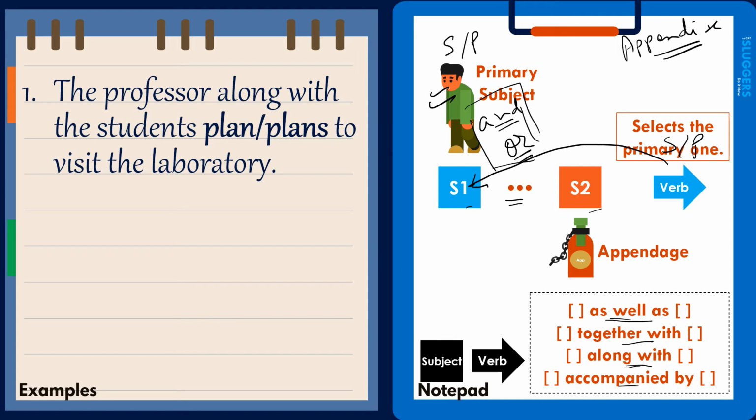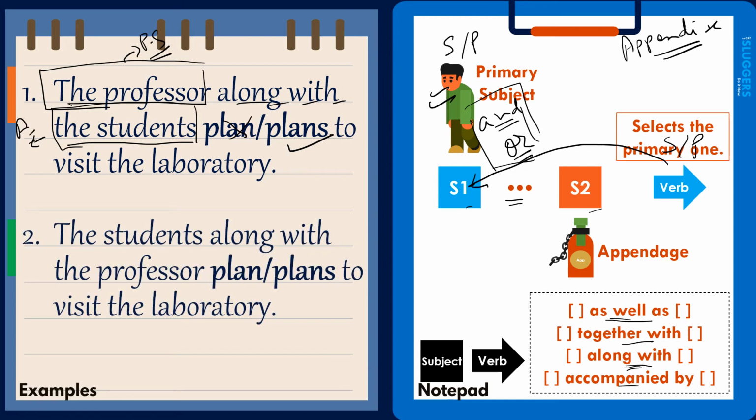The first sentence says, the professor along with the students plans to visit the laboratory, right? Now in this case, the primary subject is the professor, and then you have the "along with" expression, and then the next subject, which is the students. So the professor becomes your primary subject and the students become the appendage, and hence the verb has to take the form of the primary subject, the professor, which is singular in nature. So you want to go for the singular form of the verb, which is "plans," not "plan." So the professor along with the students plans to visit the laboratory.